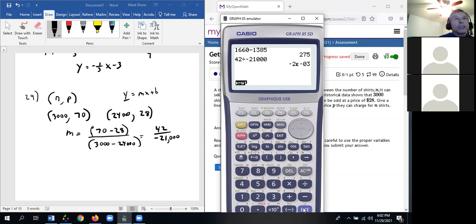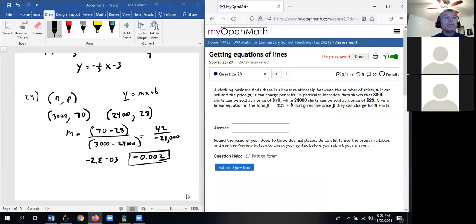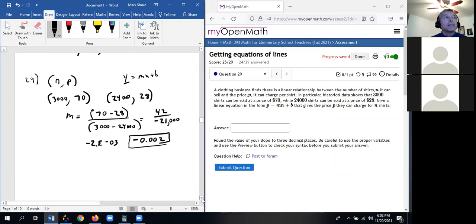This calculator shows small numbers in this format, negative 2e negative 03. That negative 03 means move your decimal point 3 places to the left. This is just this calculator. So here's my decimal point, and I have to move it 3 places to the left. So it'll really be negative 0.002. That's my slope, due to dividing by such a large number. So that's the slope.